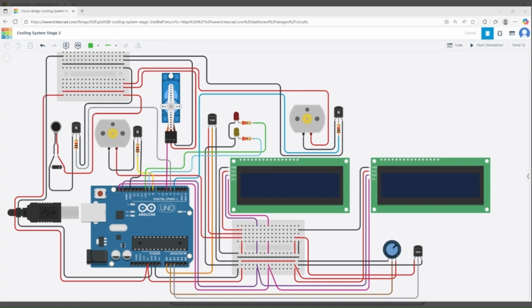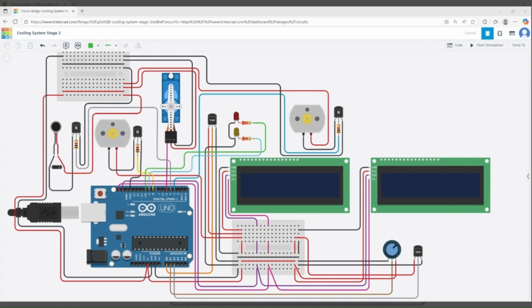pin A1. The blower motor is controlled via PWM on pin 3 and uses a transistor-based circuit for safe switching. Similarly, the AC compressor circuit is triggered through digital pin 4 and uses a transistor for control. The coolant cutoff valve is a servo motor connected to PWM capable pin 5, allowing precise positioning based on temperature logic. The LCD displays the coolant temperature, the actual cabin temperature, and the desired cabin temperature setting.